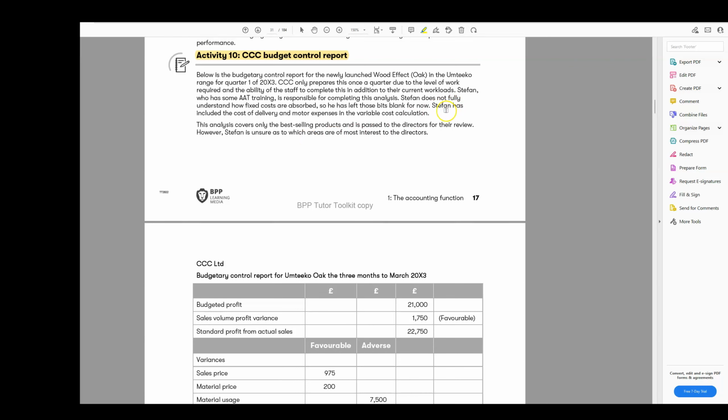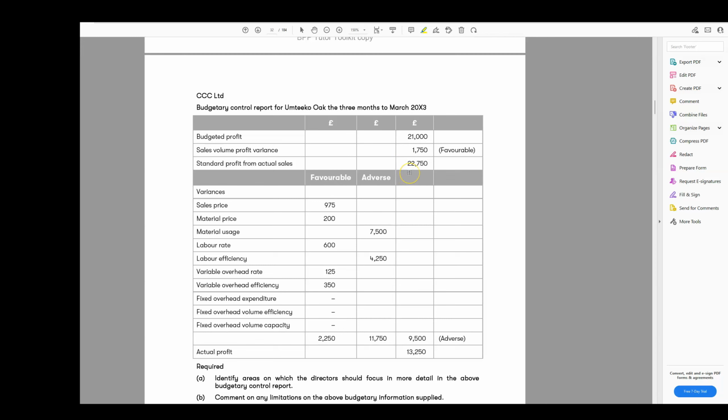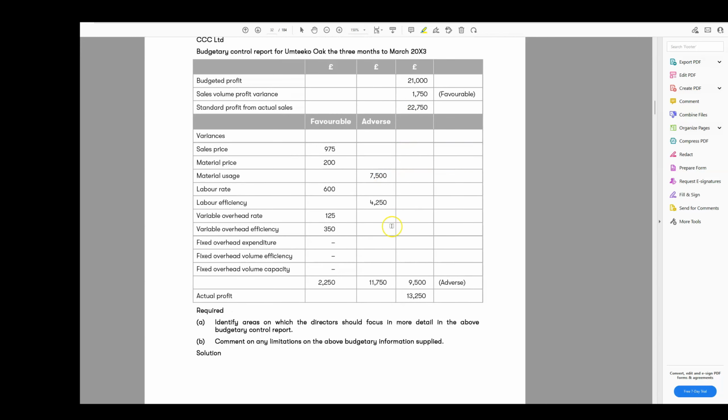So you can see what happened. Stephen has included the cost of delivery and the motor expense in the variable cost calculation. This analysis covers only the best-selling product and is prepared and passed to the director for review. However, Stephen is unsure as to which areas are of most interest to the directors. So this is the scenario, and we have the budget. We can see here we have a favorable 2250 and an adverse 11,750, which gives us an adverse 9550 for the cost variance.